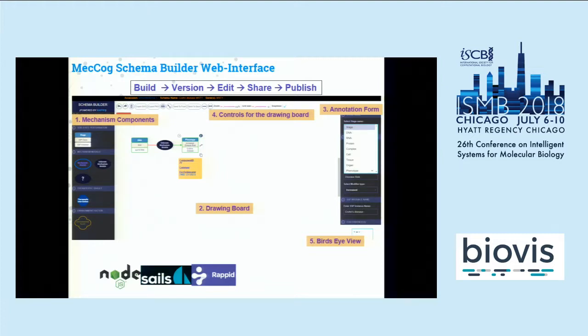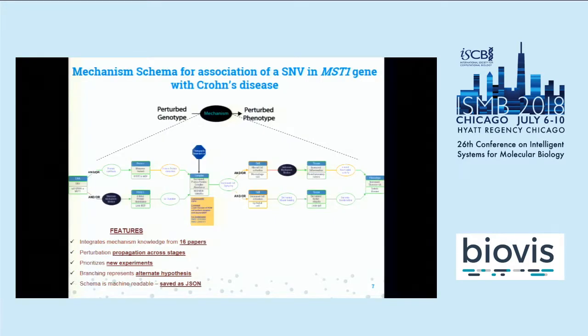Okay, so you have a framework, you have a software to do it. Now, how does a mature schema look like? This is a schema that connects a SNV in the MST1 gene to Crohn's disease, where the SNV in MST1 is here, this SSP, and the increased risk for Crohn's disease is this particular box here. And everything in between, you're seeing, is connecting your SNV to the phenotype.